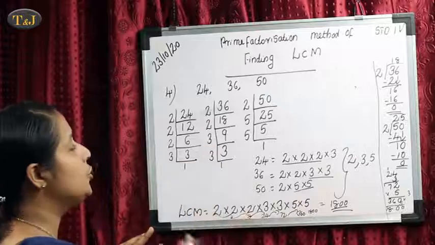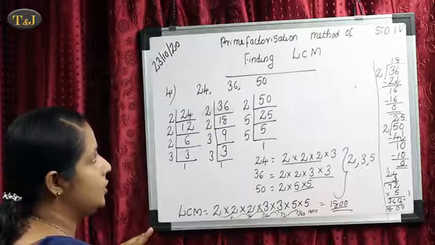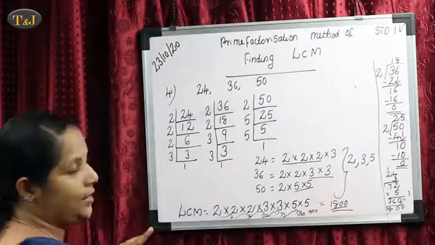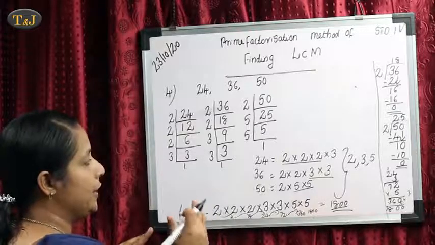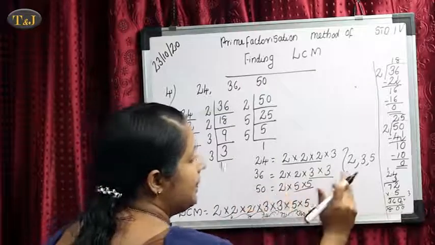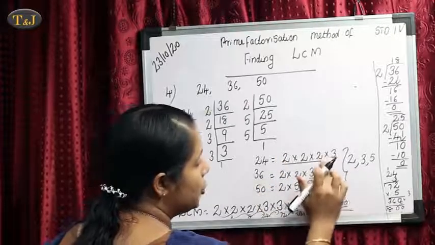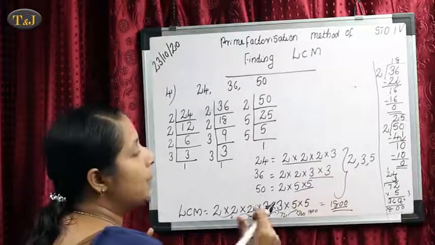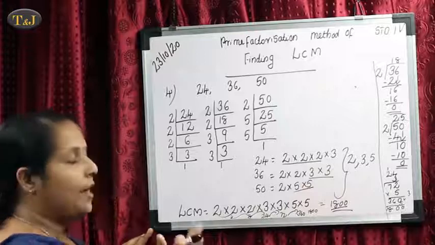Our numbers are 24, 36 and 50. We are using the prime factorization method for finding LCM. First we find the prime factorization. We have already studied how to find the prime factorization of numbers. So we get the prime numbers of 24, 36 and 50. Our prime numbers are 2, 3, 5. Then our LCM is the product of these prime numbers repeated the maximum number of times.